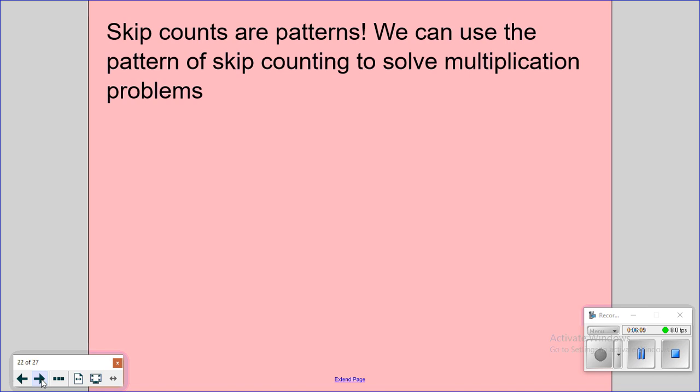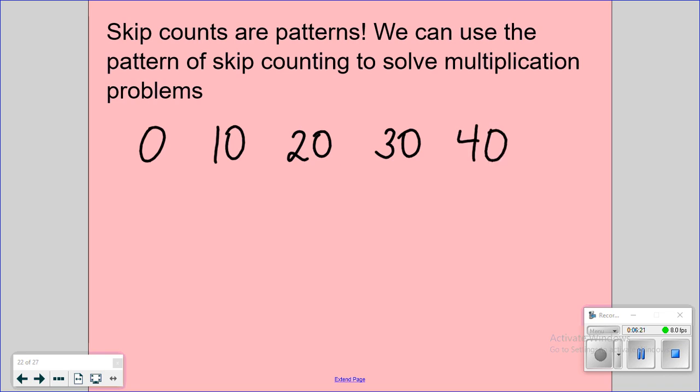Let's do 10. So we're going to write 0, 10, 20, 30, 40. And then we're going to put our little triangles of change because we know that it's not the same number every single time. That's not what's repeating. Instead, what's repeating is what we're changing.